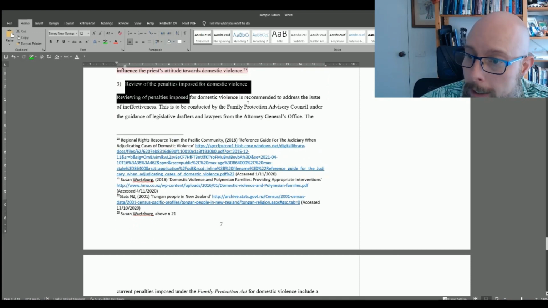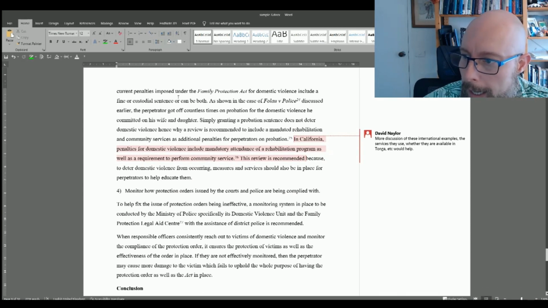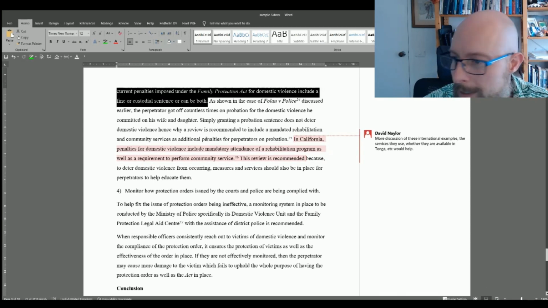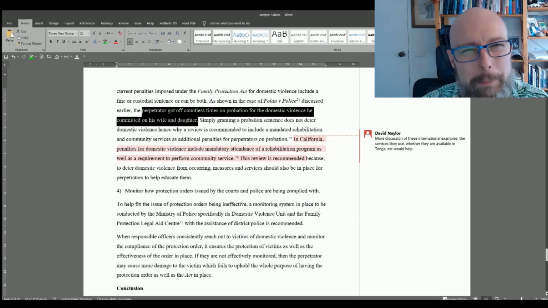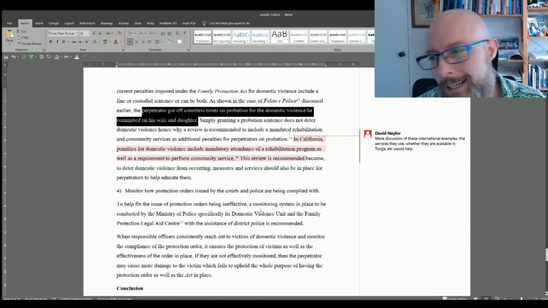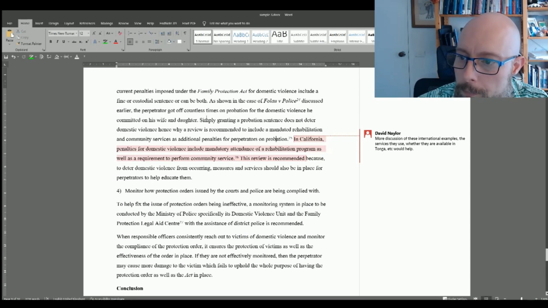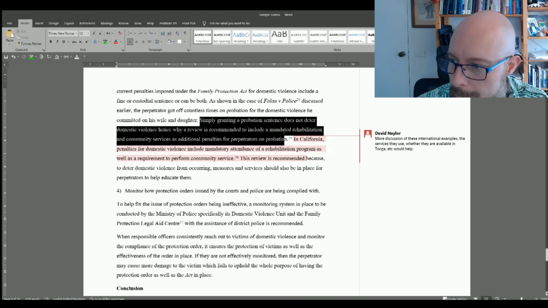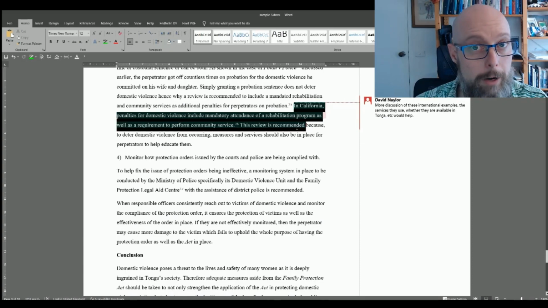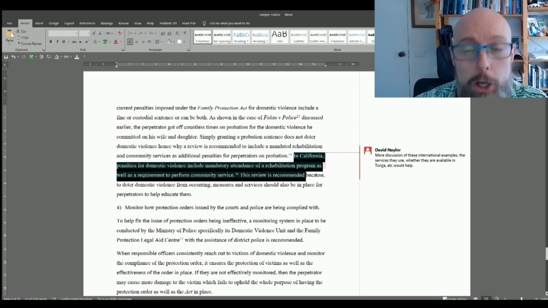And then the student's saying a review of the penalties, okay? Don't need to go into detail, but this is what the current penalties are. As shown in this case, the perpetrator, this is a bit informal, got off countless times. Well, now I have to go and look at the case to see if they did get off, but simply giving probation doesn't deter DV. Great. Here's a comparative approach. It came out of nowhere, but that's okay. Good use of the comparative approach.